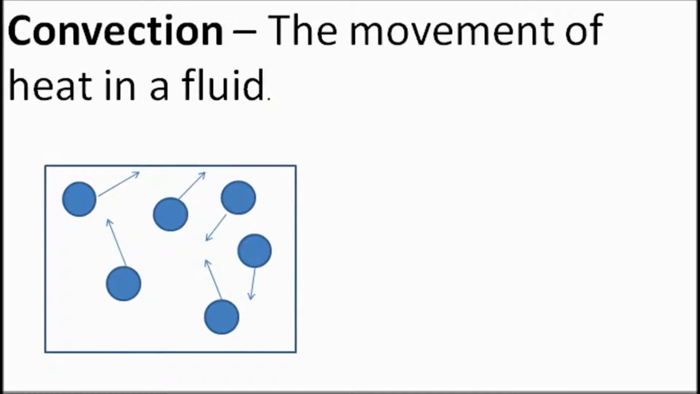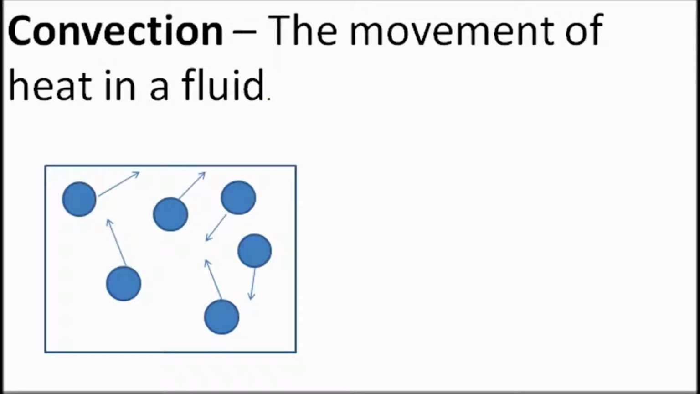Now there are three main ways that heat can move, and they are convection, conduction and radiation. So let's start by looking at convection. Convection is the movement of heat in a fluid, and by fluid what I mean is liquids and gases. They're both described as fluid because they flow.